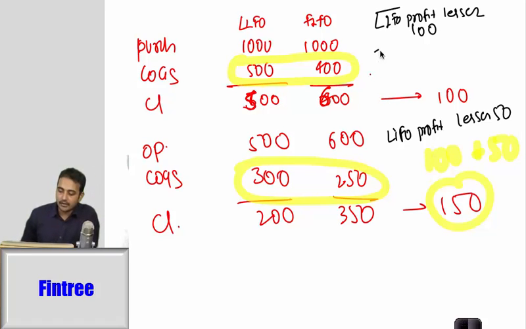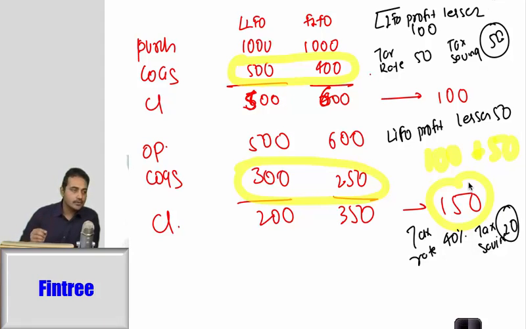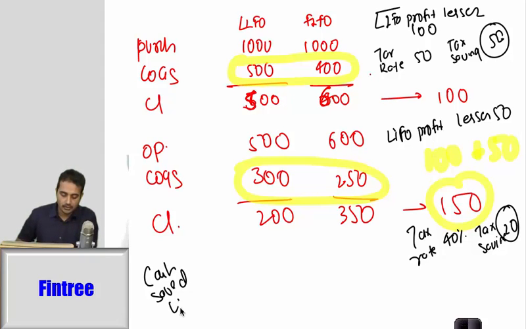Now if tax rate here is 50%, then what is your tax saving? Tax saving is 50. And if tax rate in the second year changed and now it is 40%, then what is the true tax saving in second year? Tax saving is 20. So in the combined 2 years, what is the amount of cash that we have saved in LIFO? We have saved 50 plus 20, 70.